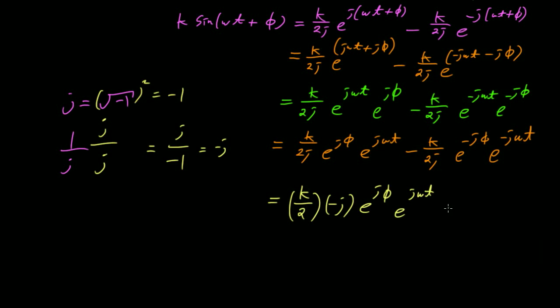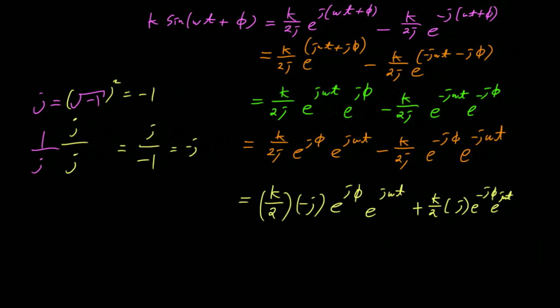Minus, and let me write it like this, minus k over 2 times minus j, except I'm going to take out the minus sign here. I'm going to write this as just positive j, and put the minus sign in here, plus k over 2 times j, e to the minus j phase, e to the j omega t. Give myself a bit more room.